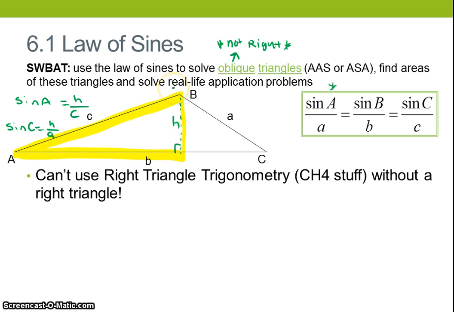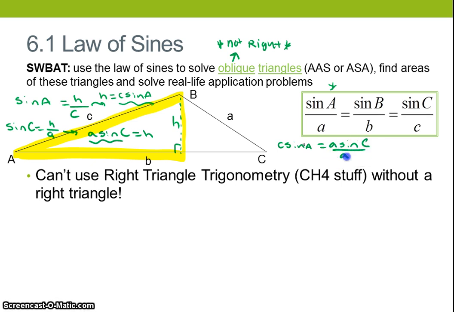And I could do a very similar thing with angle B. Of course, with angle B, I'd have to have a different altitude drawn in, but I could get a very similar thing. Now, if I take both of these and I solve for H, the first one I get H is c sine A, and the second one I get little a sine of big C, and both of those equal H. So if they both equal H, they equal each other. So I have c sine A equals a sine C.